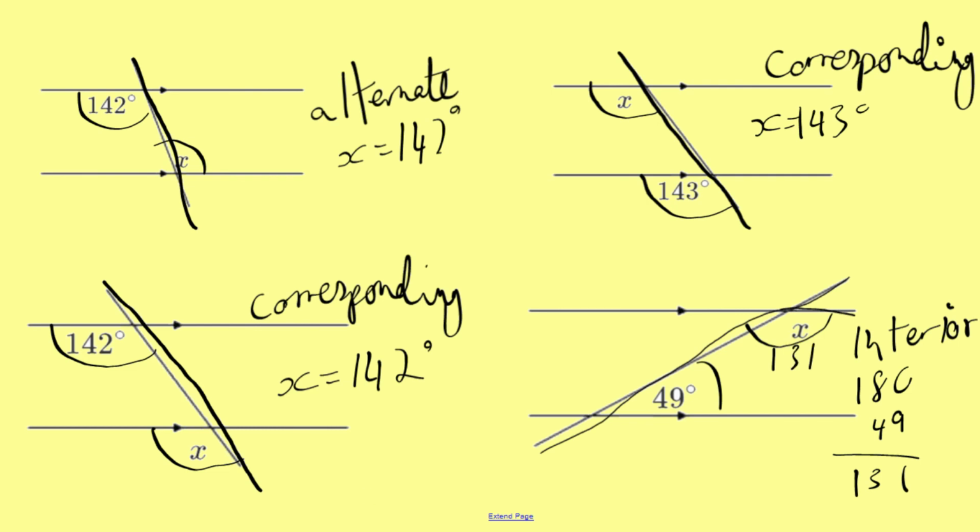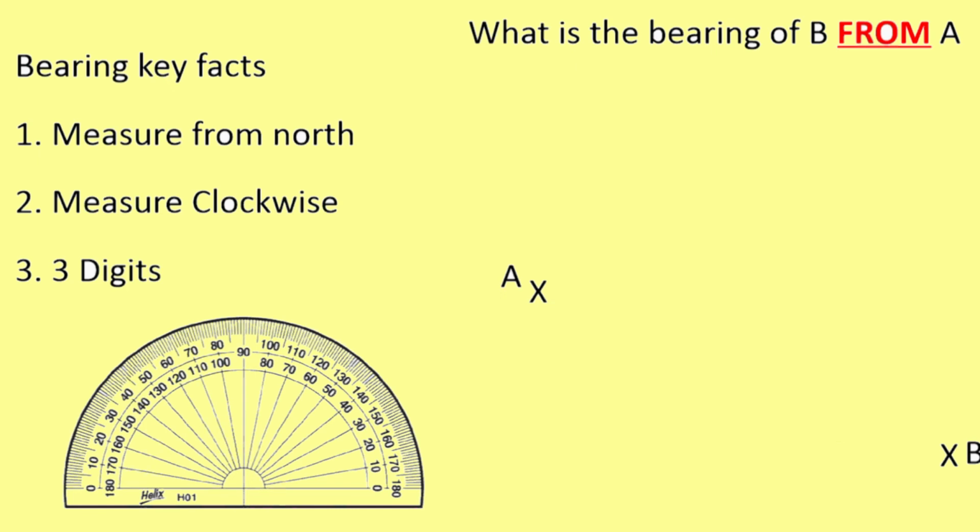Okay. So finally, moving on to bearings. When we're measuring bearings, we need 3 bits of information. We have to measure from north, we always have to measure clockwise, and our answer has to be in 3 digits. So what is the bearing of B from A? A bearing is a direction, basically, that we use.